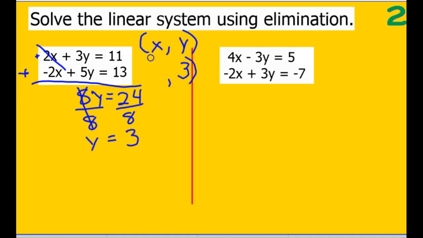So we know our y. Now we need to find our x. How we find our x is we need to take this 3 and plug it in for a y. Now it doesn't matter which y we plug it into because both of these equations should give us the same answer. So I'm just going to plug it in for this y here.